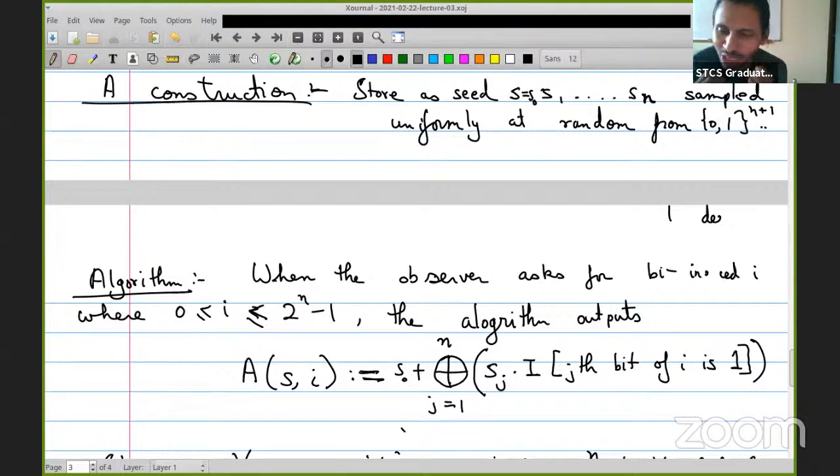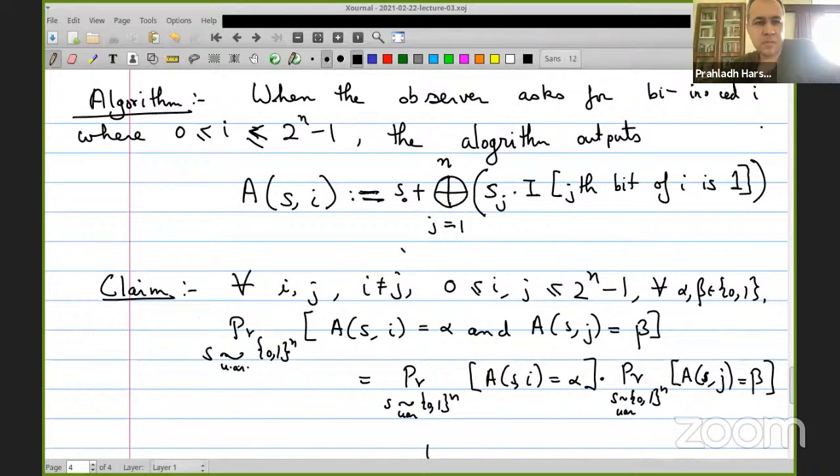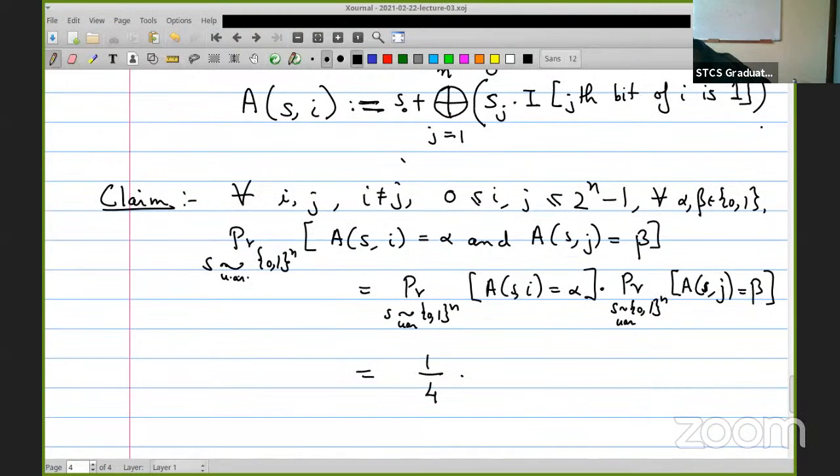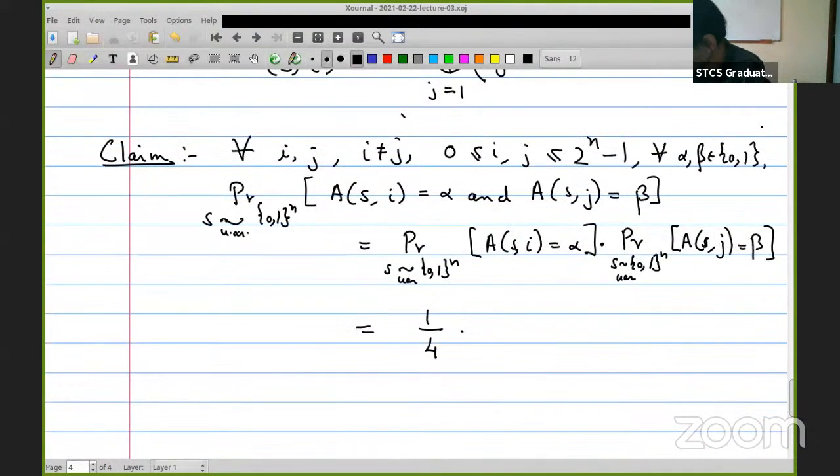So the only problem was that the 0th bit was just fixed to 0. So i equal to 0 is fixed to 0. So this claim as stated was false. But now it's not. So everything is random, and so each of these properties is now 1.